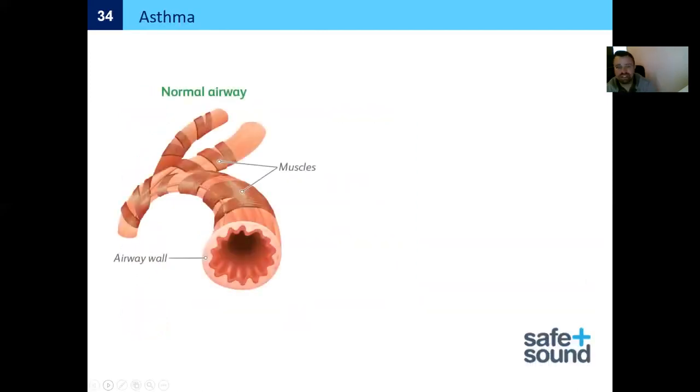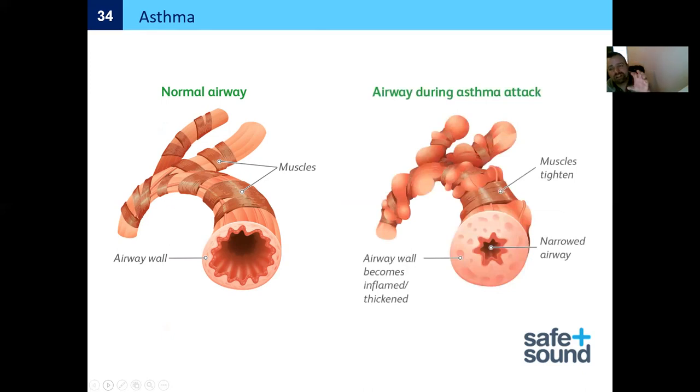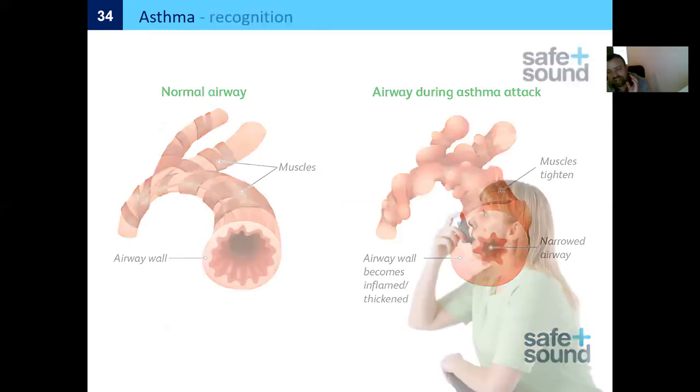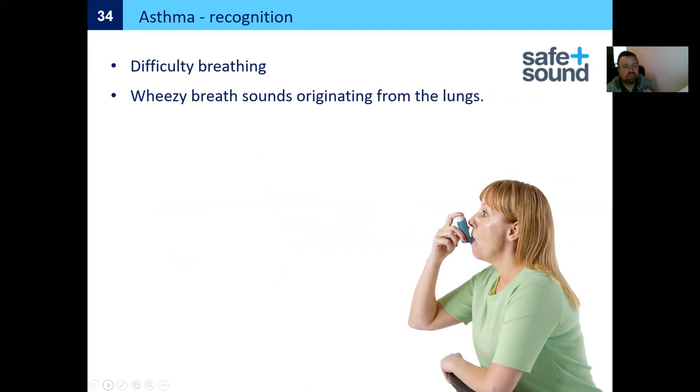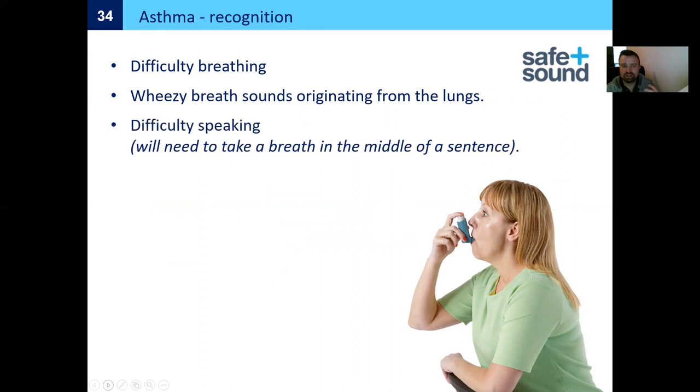Asthma, so looking at respiratory conditions. We spoke about this at the beginning. We've got our normal airways and the muscles around the alveoli and the bronchial tubes. This is where they thicken up and narrow, and that inflammation thickens and narrows the airway, and that's what the wheezing is.